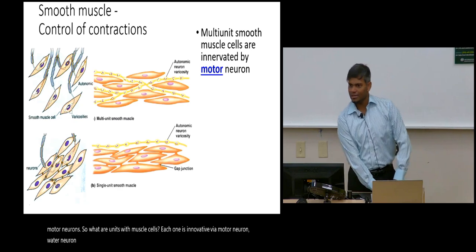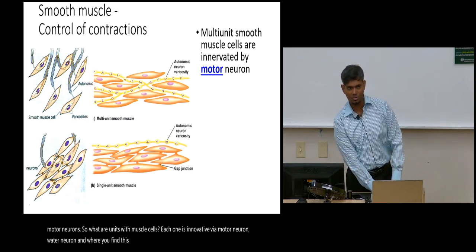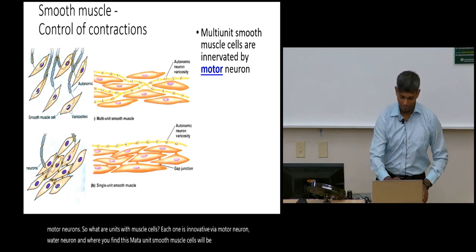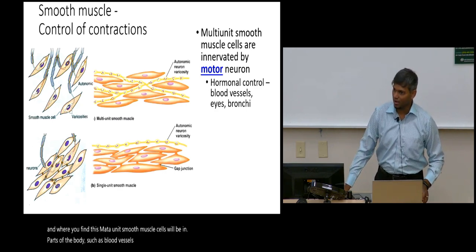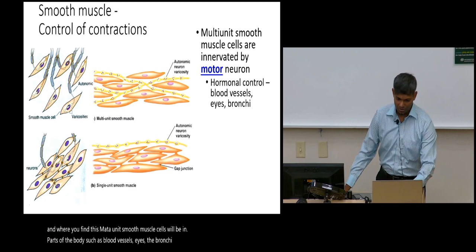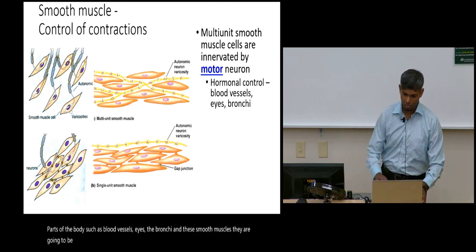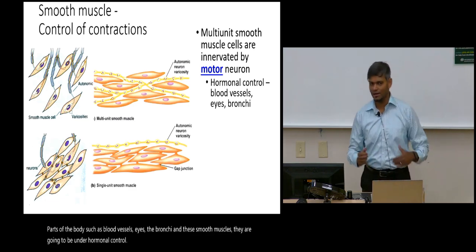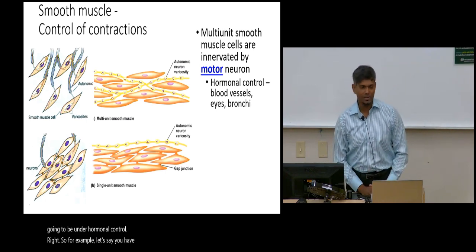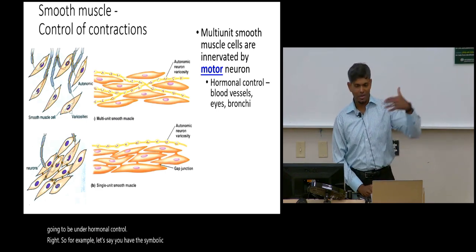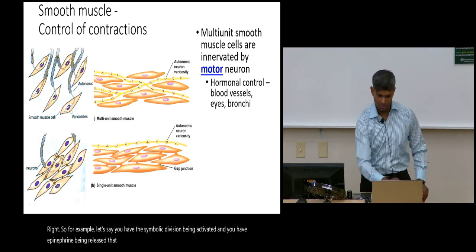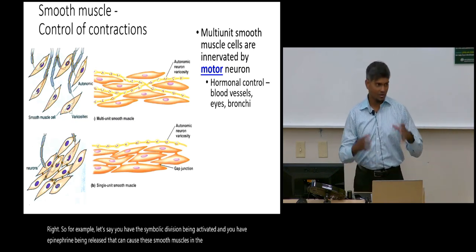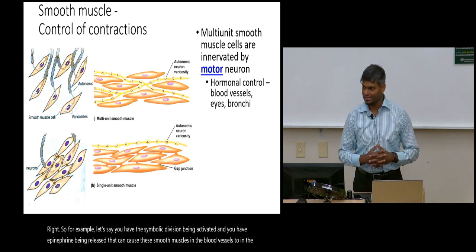And where you find these multi-unit smooth muscle cells will be in parts of the body such as blood vessels, eyes, the bronchi, and these smooth muscles are going to be under hormonal control. Right. So, for example, let's say you have the sympathetic division being activated, and you have epinephrine being released. That can cause these smooth muscles in the blood vessels to either contract or dilate as needed.